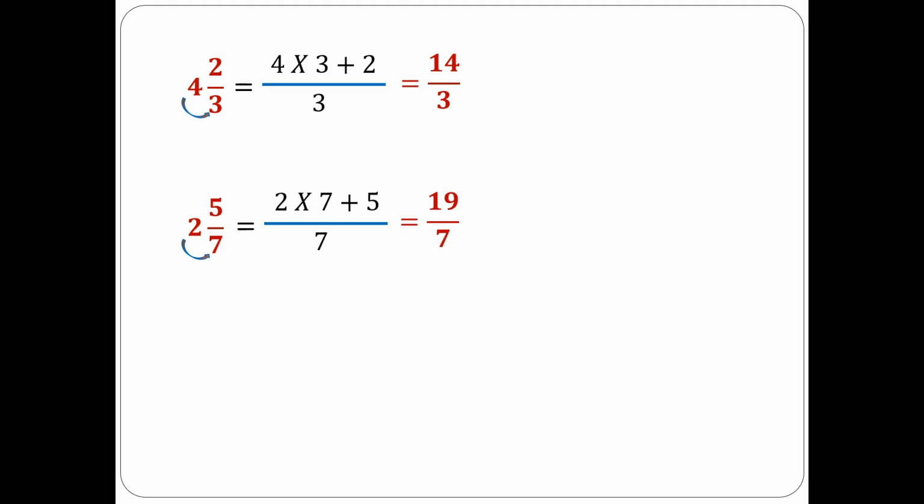Let's have one last example. Let's say we have 9 and 2/5. So first write the denominator and then multiply 9 and 5, then plus 2, which is 47 over 5. And that's our answer. So that's how you can convert a mixed number into an improper fraction.